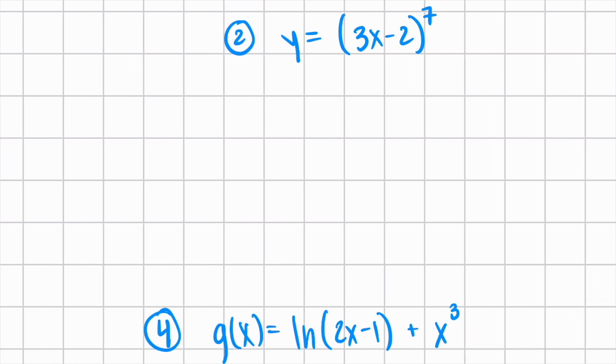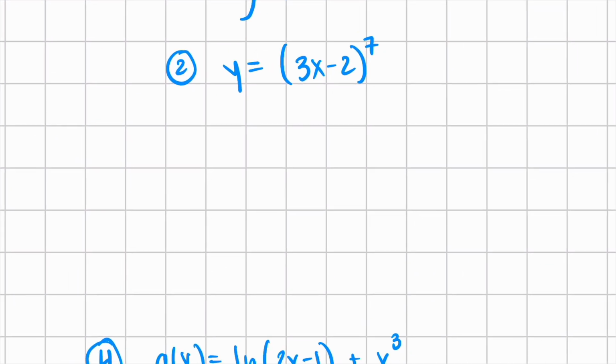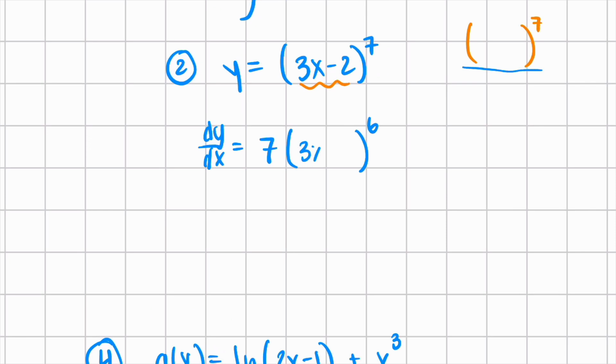Let's do some more. For number 2, your outer function is technically x to the 7th, but just think of it as I've got stuff raised to the 7th power. So when I do my derivative, I'm going to start by taking the derivative of x, or stuff, raised to the 7th power. So this is your power rule. So I have 7 times that stuff, decrease your exponent, so we have to the 6th. Your inner function, which is 3x minus 2, that's going to stay how it is. So I'm going to keep my 3x minus 2.